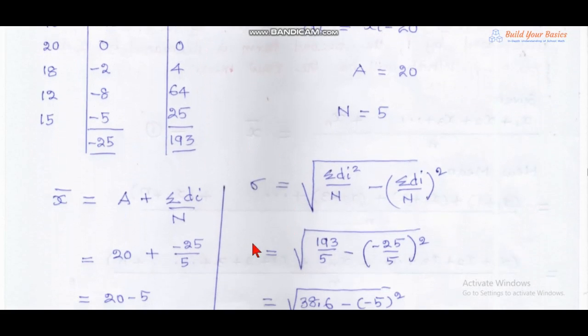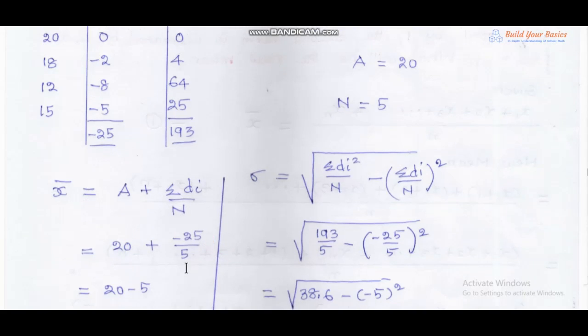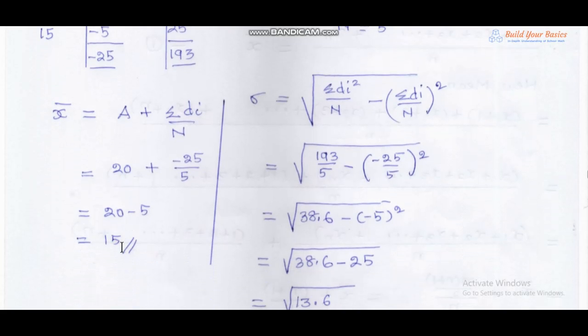Now mean X bar equals assumed mean plus sigma Di by N. Assumed mean is 20 plus sigma Di is minus 25 divided by number of observations N is 5, that is 20 minus 5, that is 15. So X bar, the mean of prices in city B, is 15.